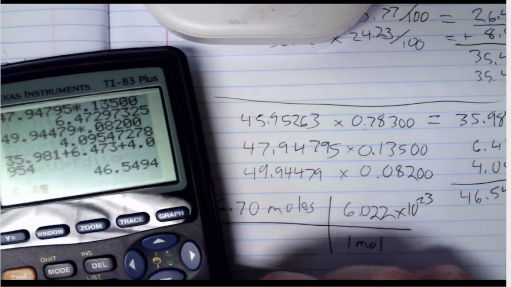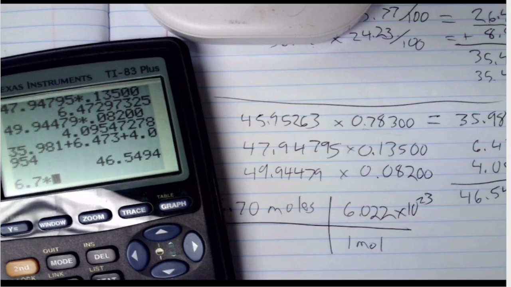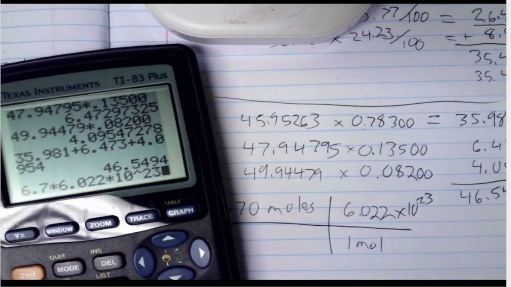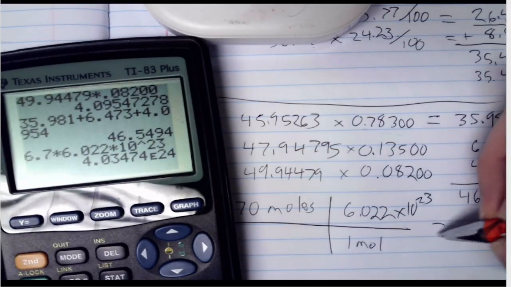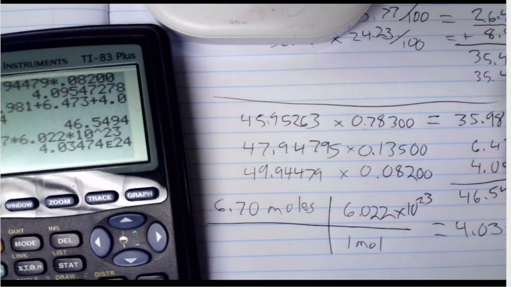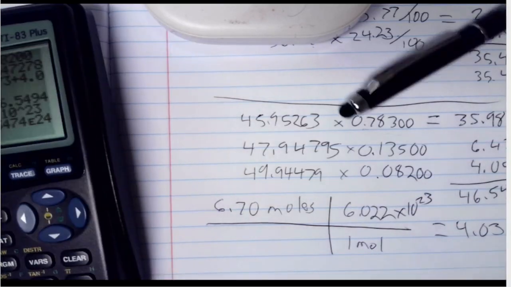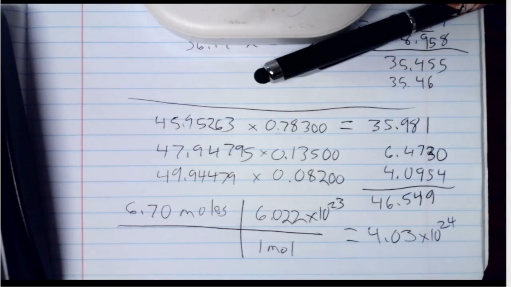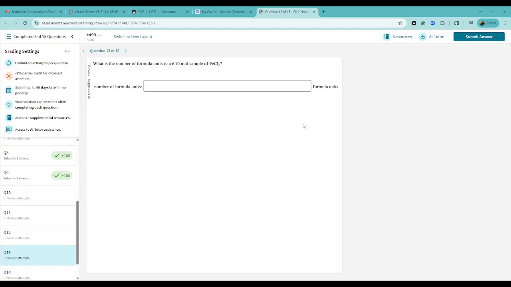6.7 times 6.022 times 10 to the 23rd, you get 403 times 10 to the 24th. That should be very easy. So make sure when we type it in, though, we do say 403, and they have a little tool, and you can just type in then 24. Make it easy.